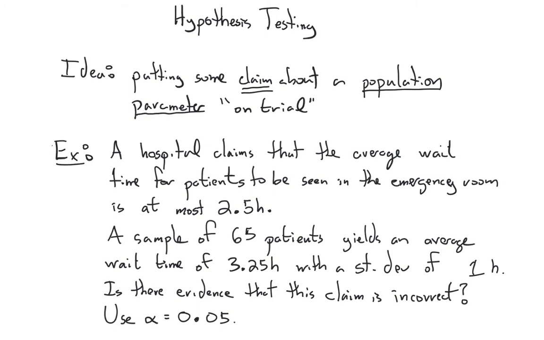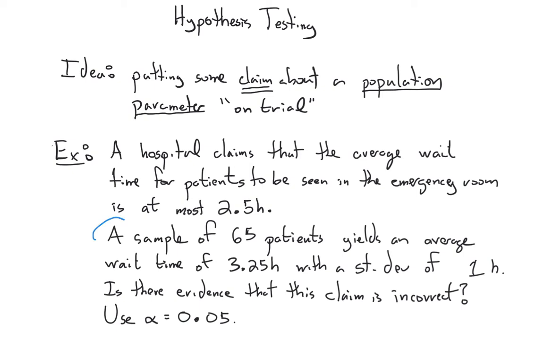Let me give you an example of a situation where this might come up. Let's talk about wait times in an emergency room at a hospital. The hospital claims that the average wait time for patients to be seen in the emergency room is at most 2.5 hours. To test that, we take a sample of 65 patients and measure their wait time. And we find the average wait time for those 65 patients is 3.25 hours with a standard deviation of 1 hour.